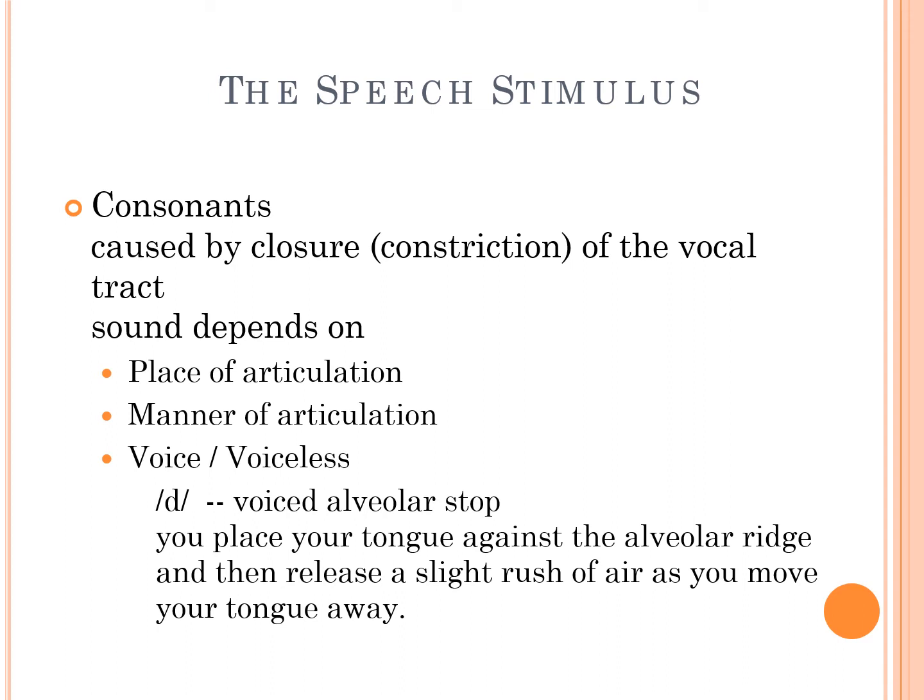And so here's an example. You'll notice that there are forward slashes around the d. This denotes that we're talking about a phoneme, which we're about to talk about. So this d sound is a voiced alveolar stop. It's voiced like the b. It's alveolar in that you're putting your tongue up against what's called the alveolar ridge, back there behind your teeth. D, feel where that is, d, d, and it is a stop. Again, you're stopping the air. So you place your tongue against the alveolar ridge and then release a slight rush of air as you move your tongue away to create the d sound.